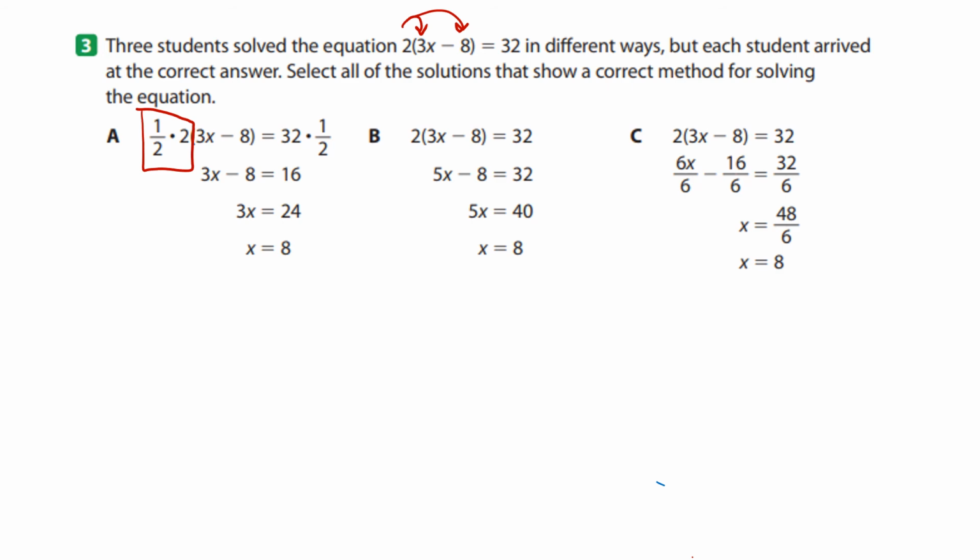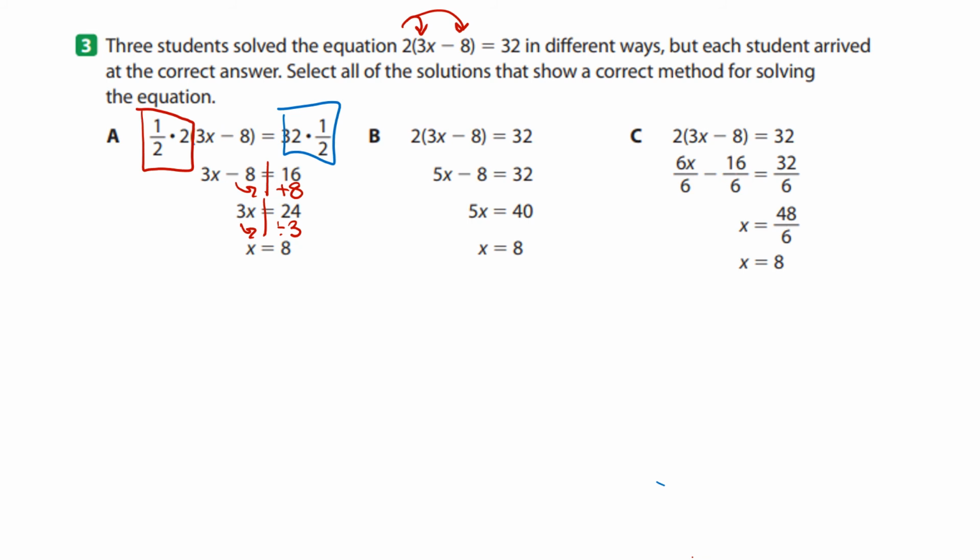And so they got rid of the parentheses, the 3x minus 8, and then half of 32 gave them their 16. When they kept solving, they do the opposite. So instead of a minus 8, they do a plus 8. 16 plus 8 gave them 24. And then their last step is to divide. 24 divided by 3 is 8.